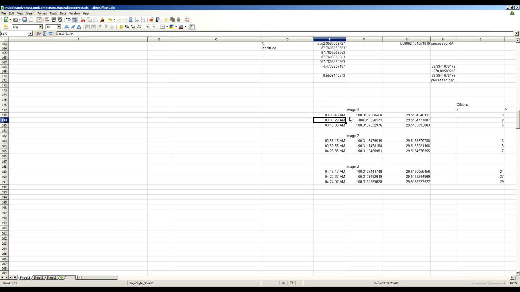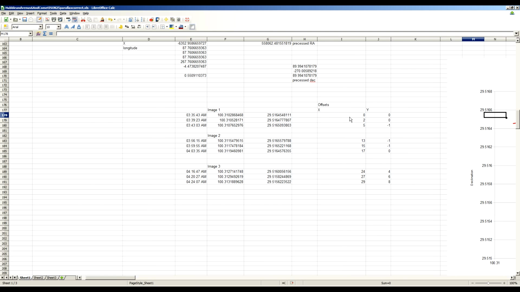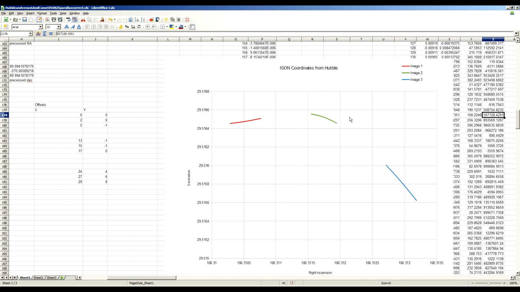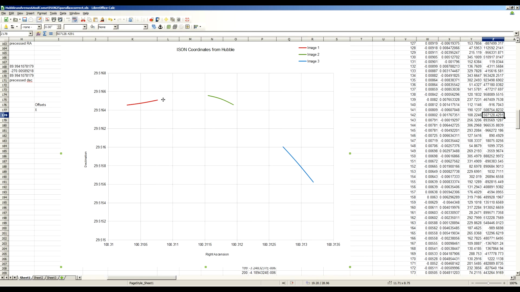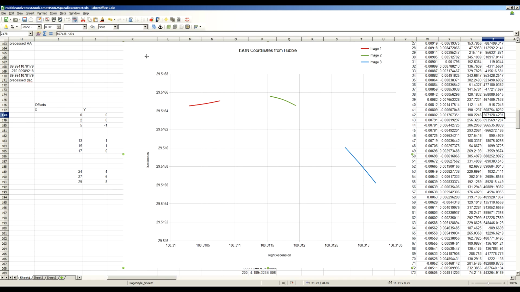And here's the start, the midpoint, and the end of each image and the corresponding coordinates of the comet in decimal degrees. Now, if you graph this out, you can actually recreate the image. You can mathematically predict what the image should look like, and that's what it should look like. There it is, the infamous three-object comet ISON. So what we have here now are a series of coordinates that are predicted for ISON as seen from Hubble.